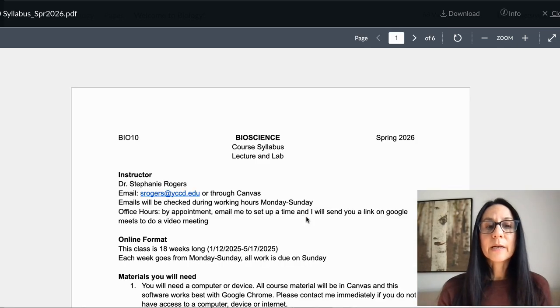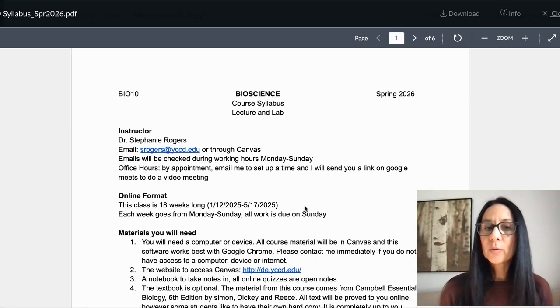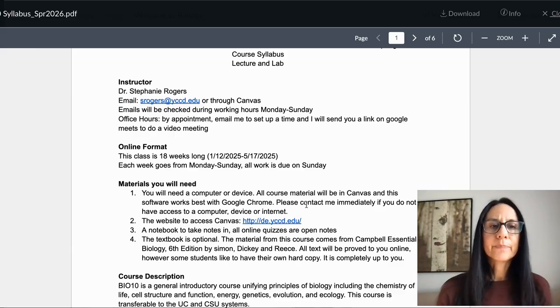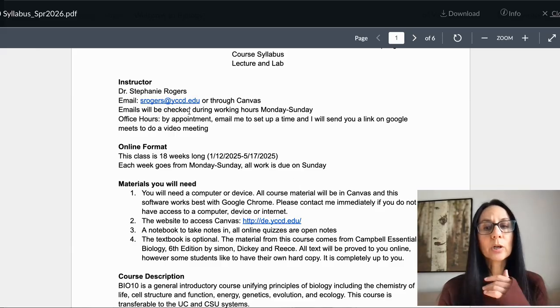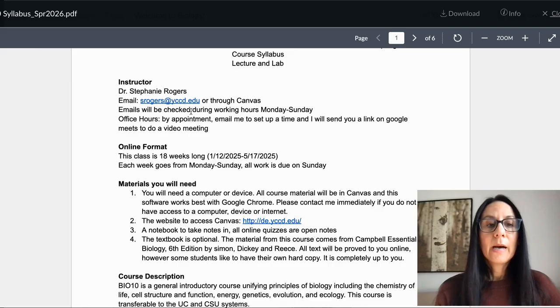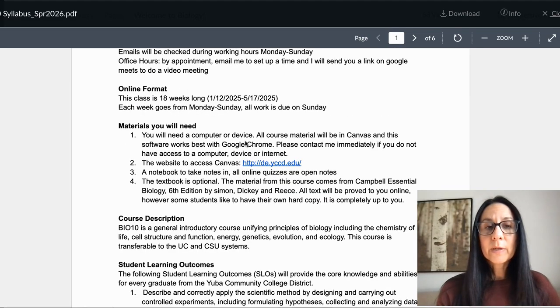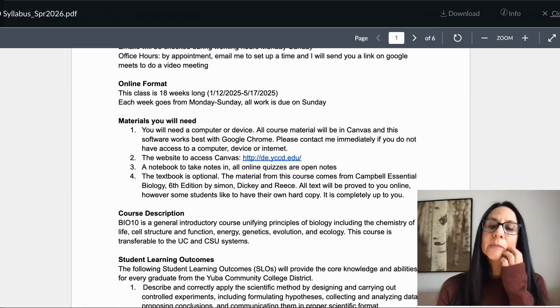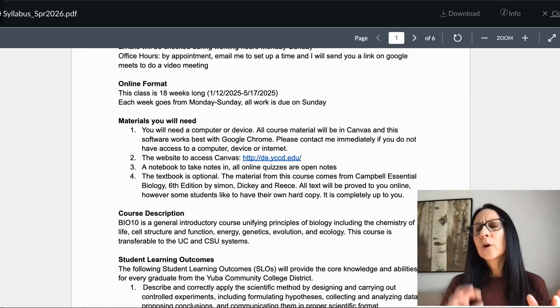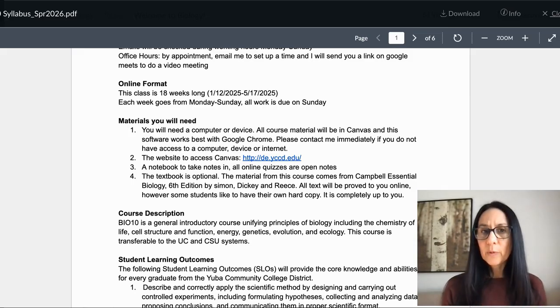Okay, here's our syllabus. You got this in the email that I sent you, but let's go through it. My name is Dr. Stephanie Rogers. Again, here's my email address through Woodland Community College, or you can email me through Canvas too. This is an 18-week long class, and expect to spend about 4 to 7 hours every week.